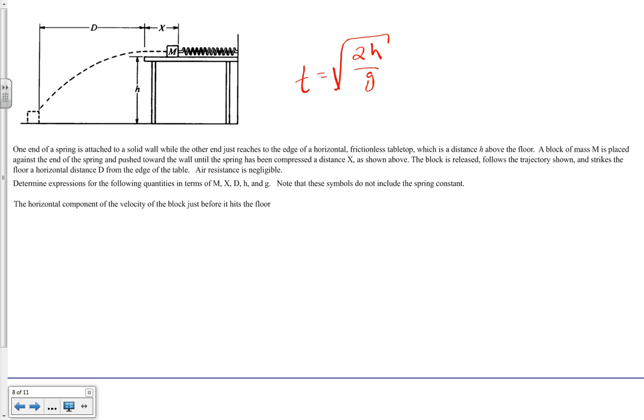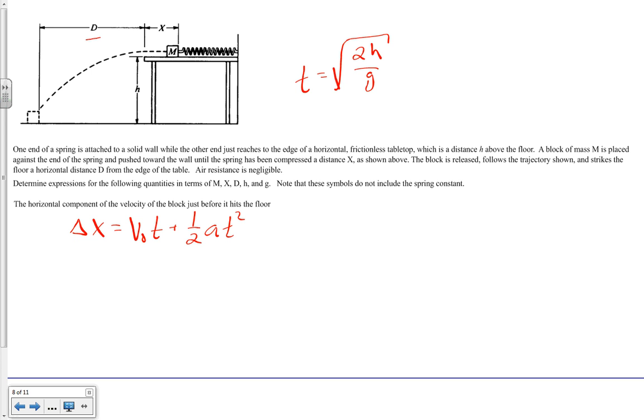Horizontal component just before it hits the floor. How fast is it going in the x direction? Projectile, x direction. Probably a good place to start. Almost all projectile motions use that equation twice, so it's a good place to start.